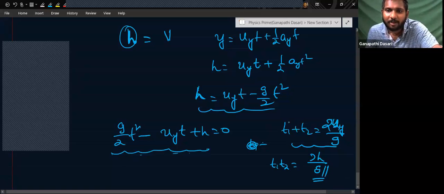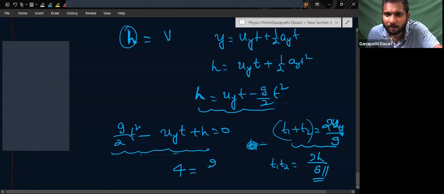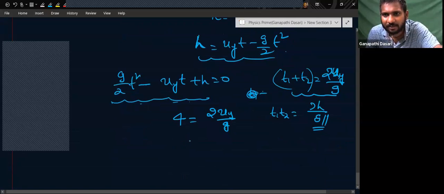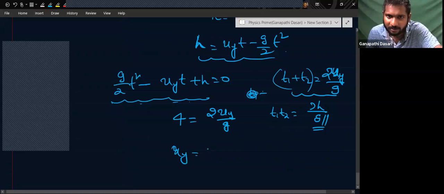But here two roots are given. What are the two roots? 1 second and 3 seconds. So the sum is 4, equal to 2 into uy by g. So uy is equal to how much? 20.